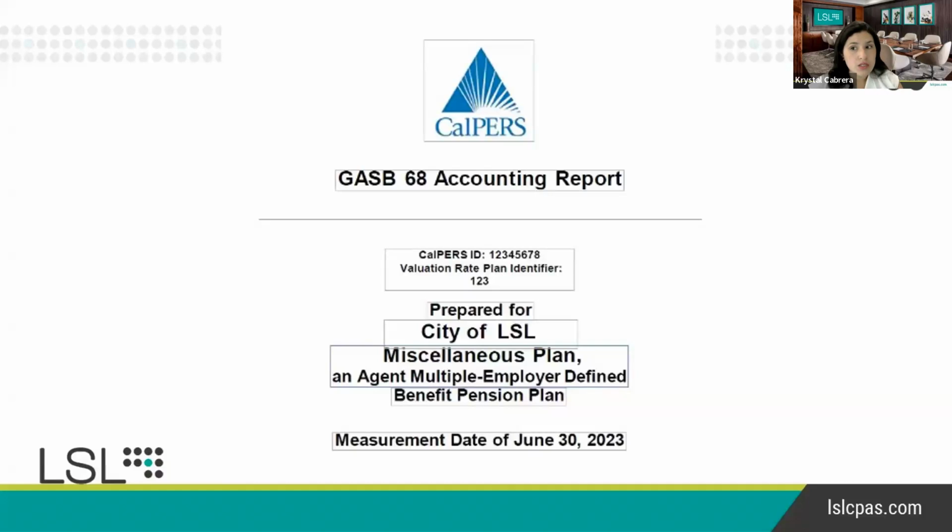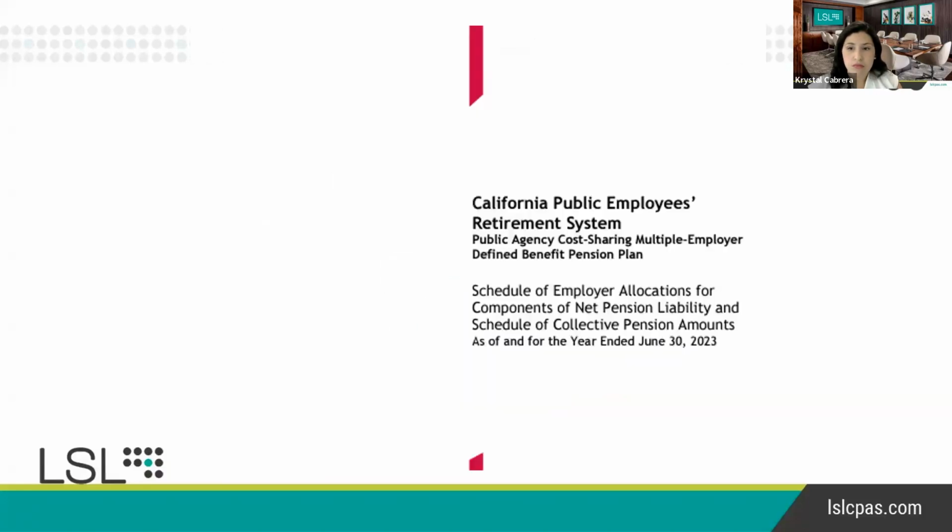Moving forward, so this is an example of the schedule of employer allocations. So like I mentioned, if you have a cost sharing plan, you're within a pool of different employers. So you're also going to make sure you grab this report because it's going to have all the different allocations to determine what your specific liability is going to be.